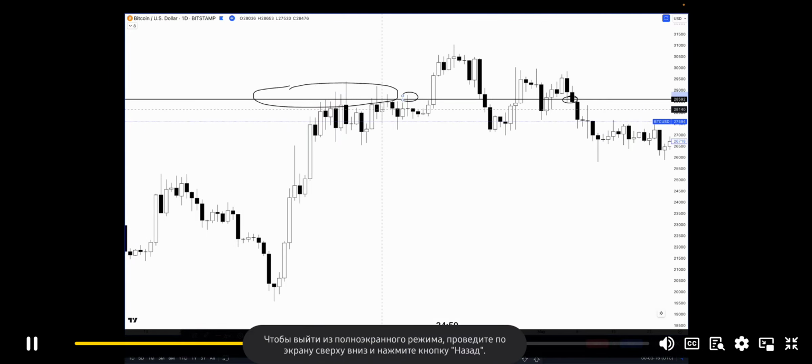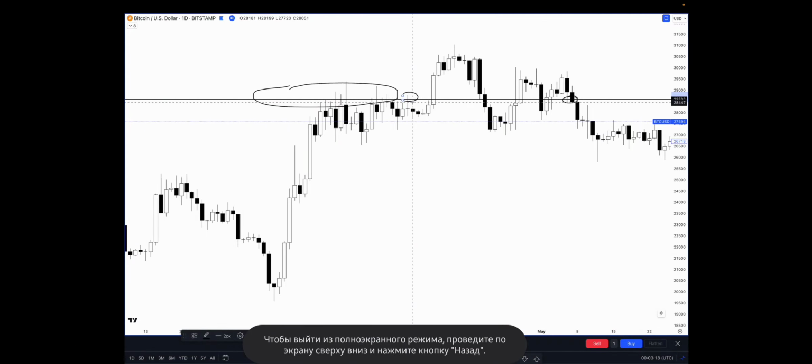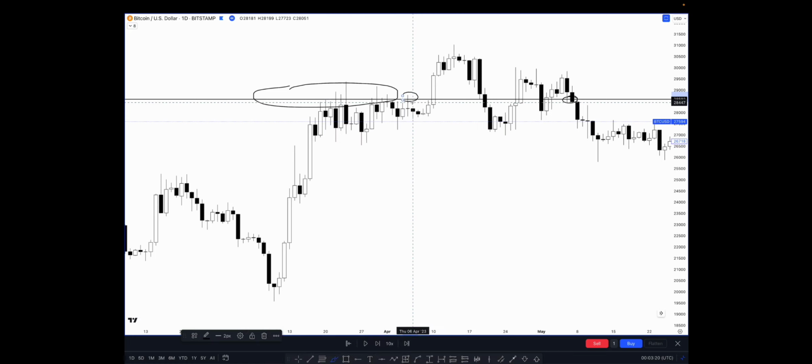4 weeks in a row where it couldn't get above. That was 6 individual daily candles that could not get above it. That's 6 times that bulls tried to push through that level and couldn't get through it. That means something. That means more than this level here of 25,962, right, where nothing's happening. It means more than that.